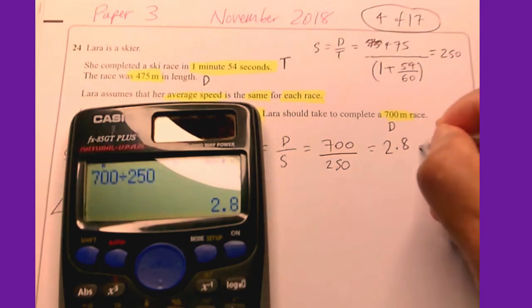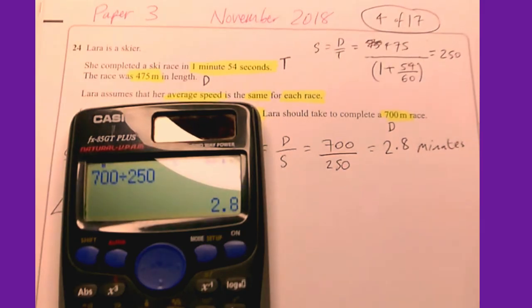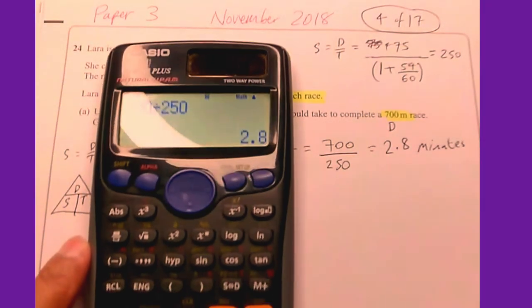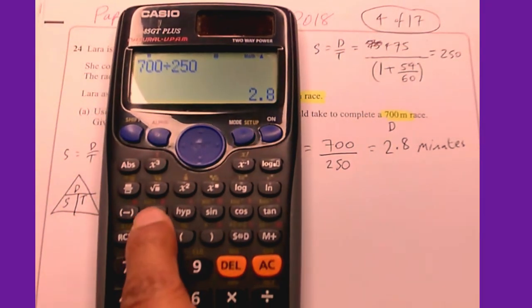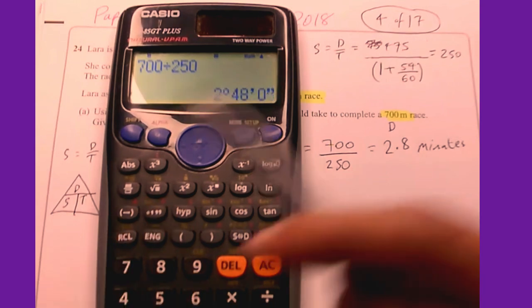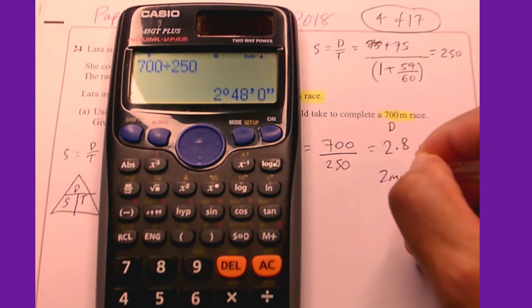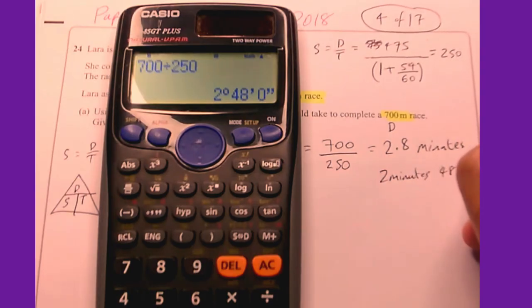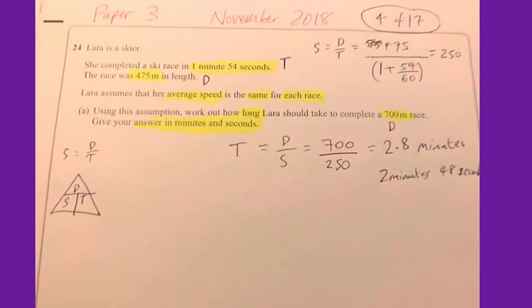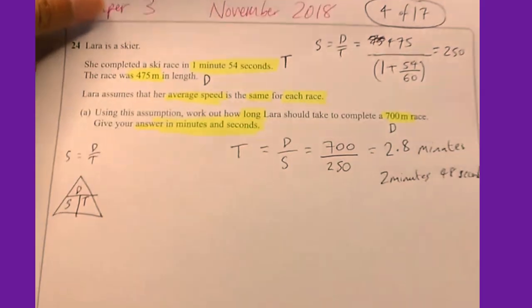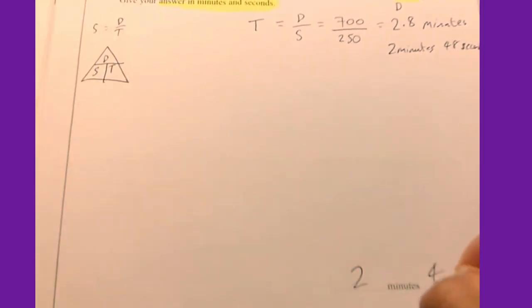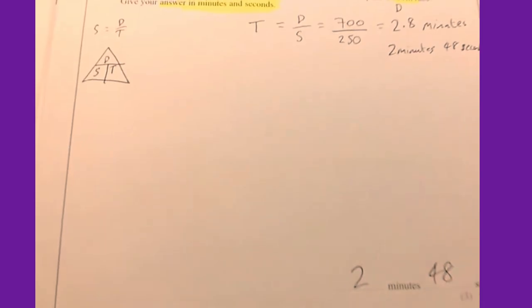Now this is in terms of minutes. So I have to be careful because my question says minutes and seconds. So what I can do is if I look at my calculator, I've got this speech mark button here. So if I press that, that tells me it's 2 minutes and 48 seconds. Okay, so that's my answer, 2 minutes and 48 seconds. And so I can write that out in my answer here. 2 minutes and 48 seconds. Okay.